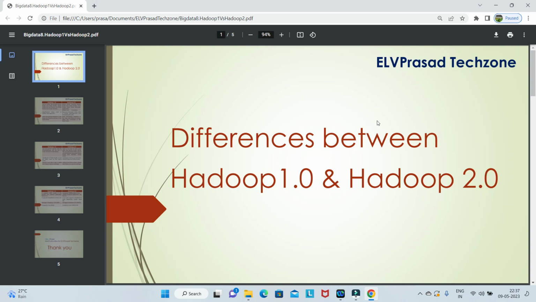Let us get into the topic: differences between Hadoop 1.0 and 2.0 architecture. As we had seen in the videos related to 1.0 and 2.0, how we overcome 1.0 disadvantages and limitations in 2.0. Now let us clearly see what exactly the differences are between Hadoop 1.0 and Hadoop 2.0.